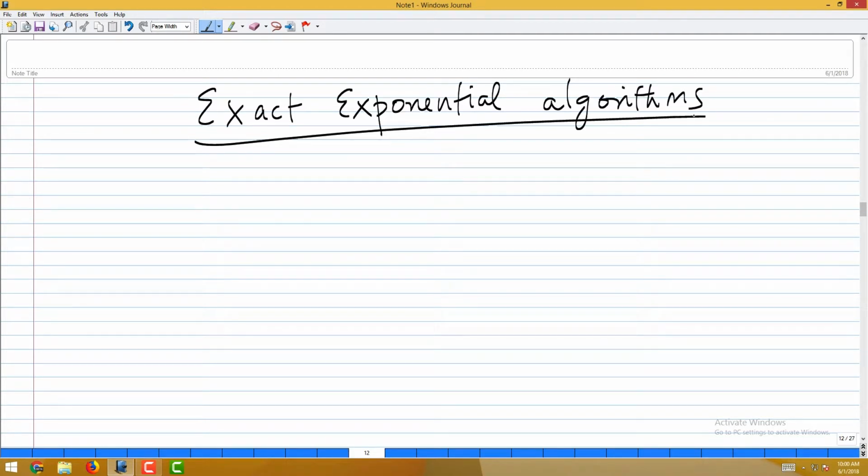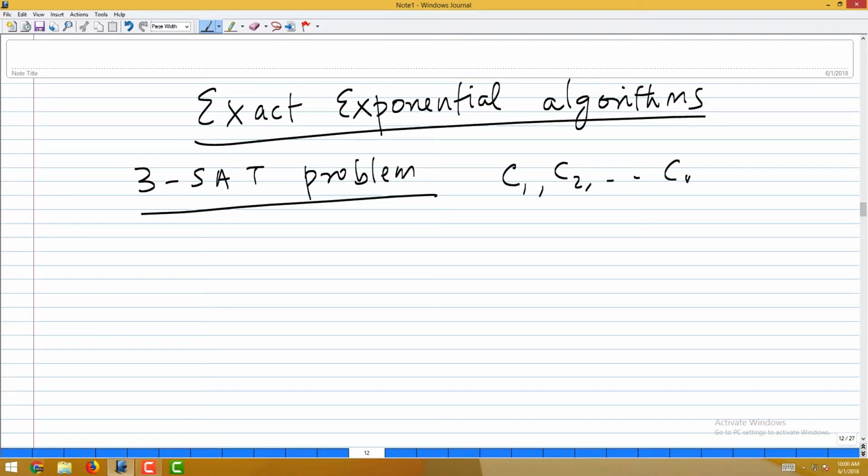So, let us look at again the 3 SAT problem. m clauses, n variables. What would be a brute force algorithm, what would be an exponential algorithm to test satisfiability? How much time? 2 power n, right?